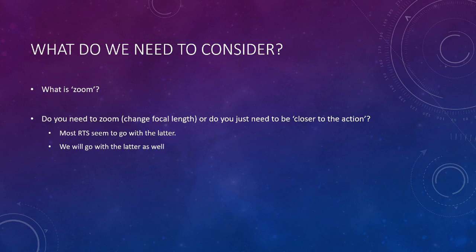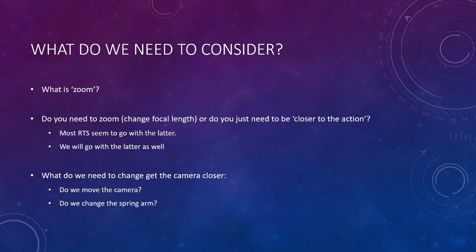And in fact, in terms of coding, changing zoom versus moving the camera closer to the action, it's a bit of a trial and error experience. So, we need to consider, what do we need to do to get the camera closer? Do we move the camera, or do we change the spring arm?